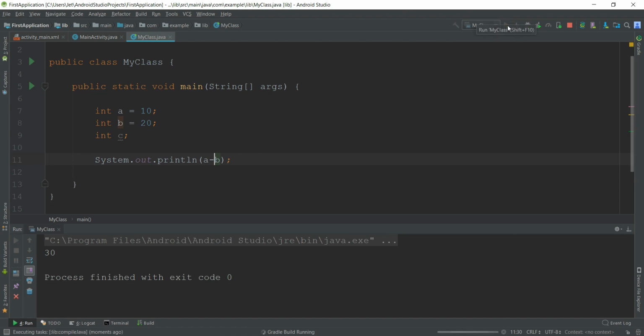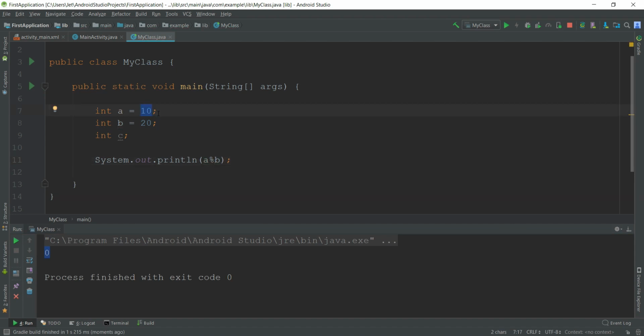At, ang subtraction, run natin yan. Negative 10 kasi 10 minus 20. And the multiplication at ang keyword niya is asterisk. So, run natin. 10 times 20, 200. The division is slash naman ang keyword niya. So, 0 kasi 10 divided by 20. At ang remainder guys, ang symbol niya is percentage.